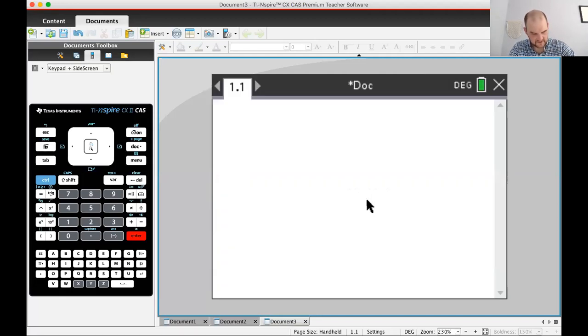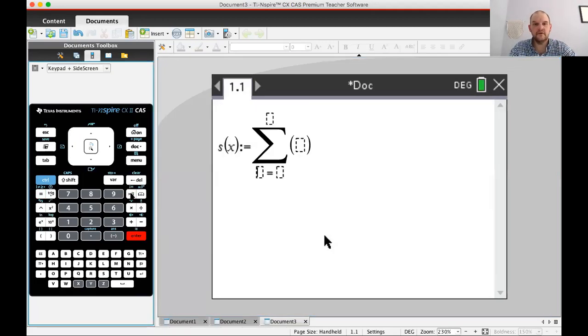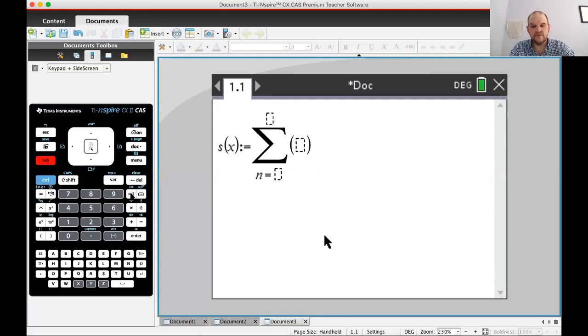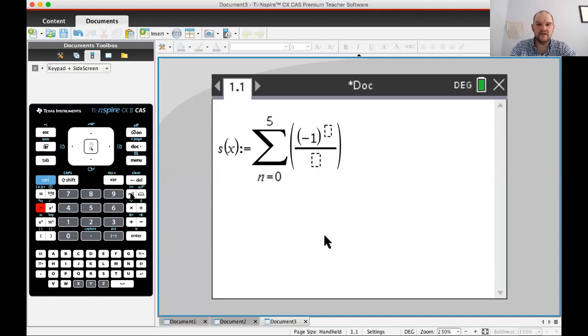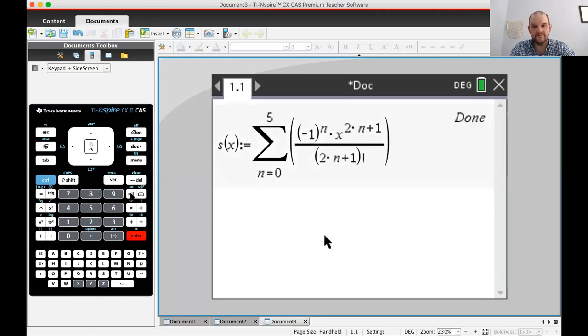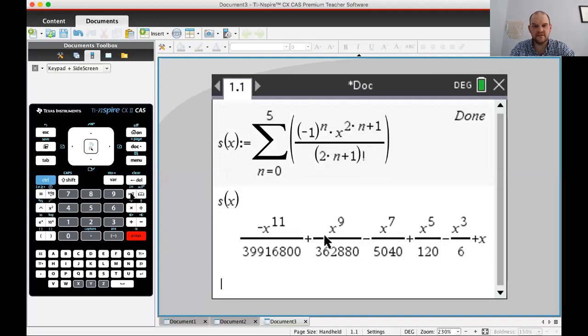I'm going to define a function that I'm just going to call s of x for sine of x. And I'm going to make it the sum from n equals 0 to, so I can't really go to infinity, so I'm just going to go to like 5, I guess. And then I'm going to type in -1 to the n x to the 2n plus 1 over quantity 2n plus 1 factorial. Okay, so let's see what it says for s of x.